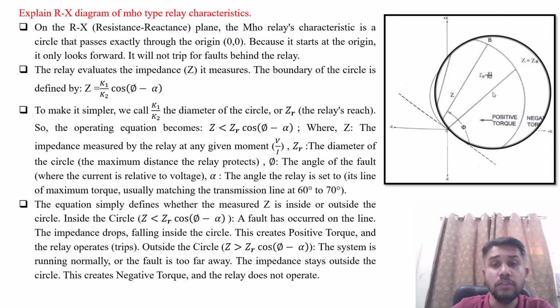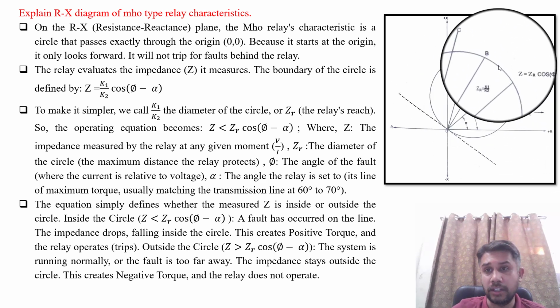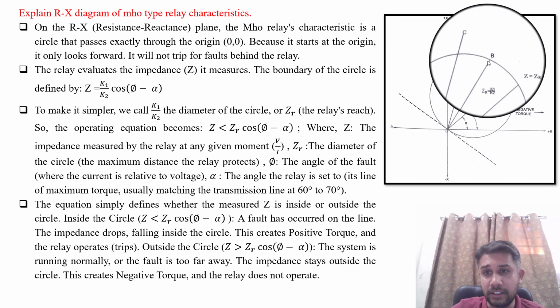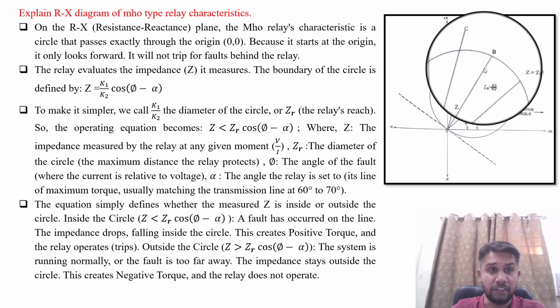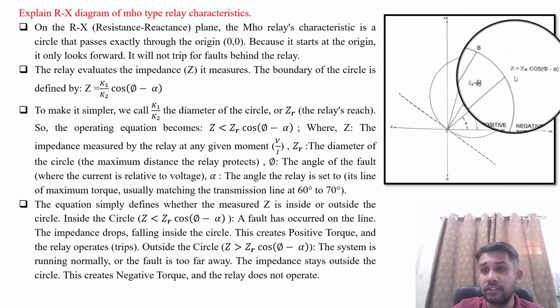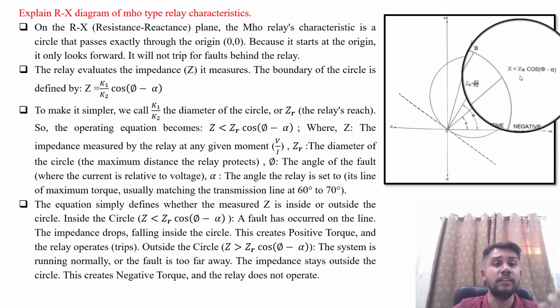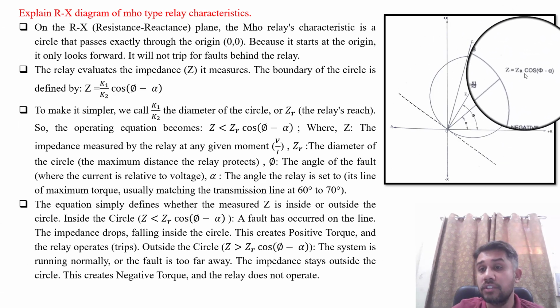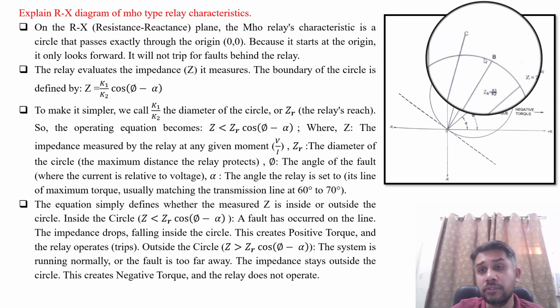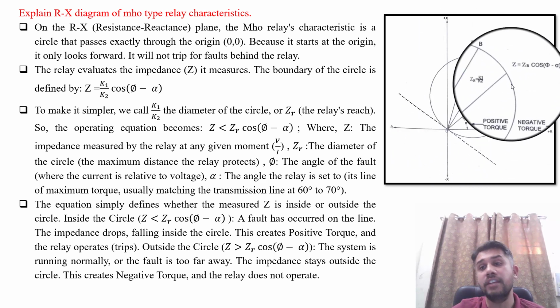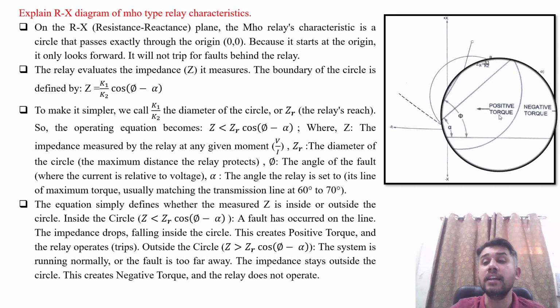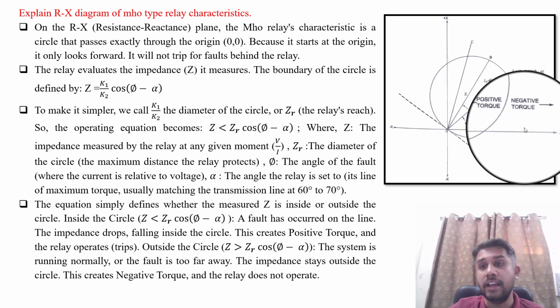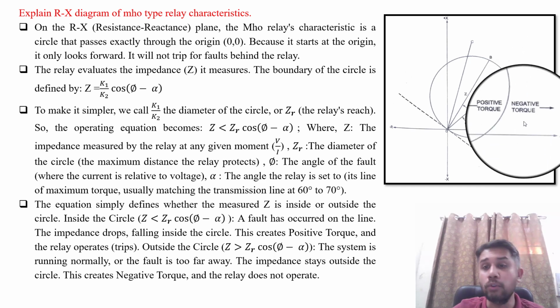Here Z is equal to the boundary of the circle. The Z at the boundary equals K1 by K2 cos phi minus alpha. And this K1 by K2 can be represented as the reach of the relay, that is, the impedance of the reach, ZR. So this is the boundary, and this is the radius of the circle of the characteristic. Inside this circle is the positive torque region, and outside the circle is the negative torque region.